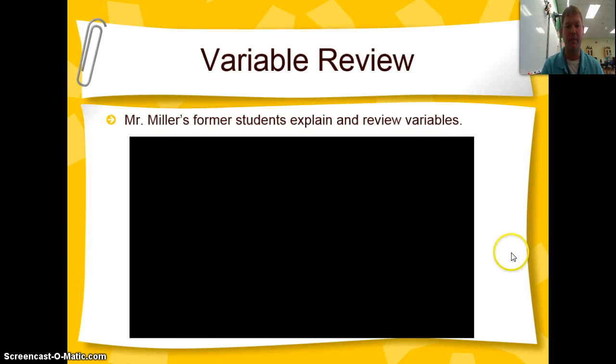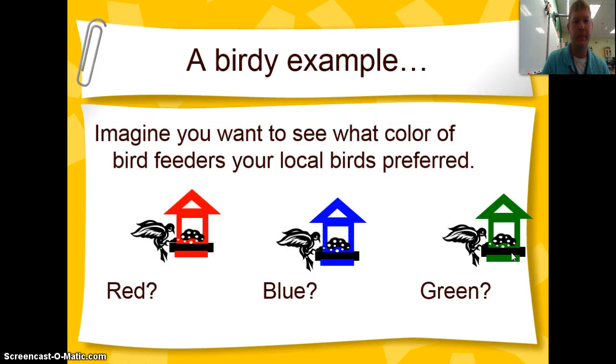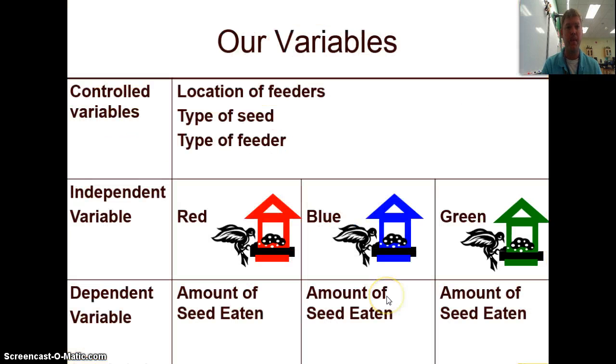All right, very good. So that's a nice little review. Let's do a little birdie example and see how you guys do. So imagine you want to see what color of bird feeders your local birds out in our backyard are preferring. Do they prefer red feeders, blue feeders, or green feeders? Okay. So what are our variables? Well, what is it that I'm purposely changing? What am I, the independent variable? What is it that I'm changing? Well, I'm changing the color of the feeders, red, blue, and green.